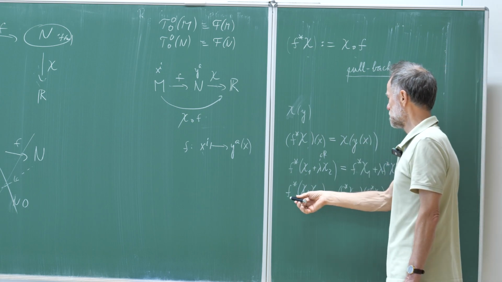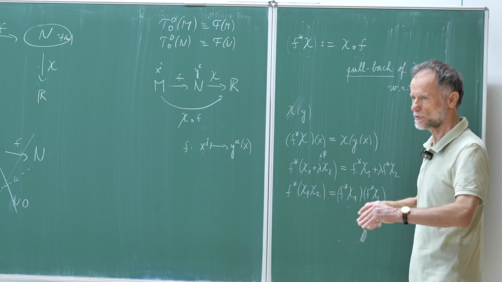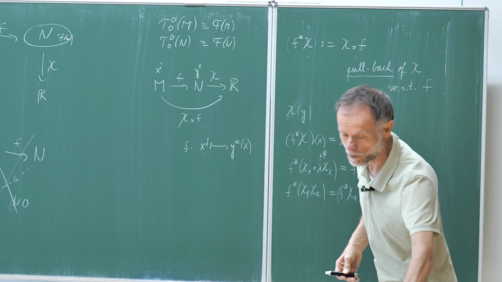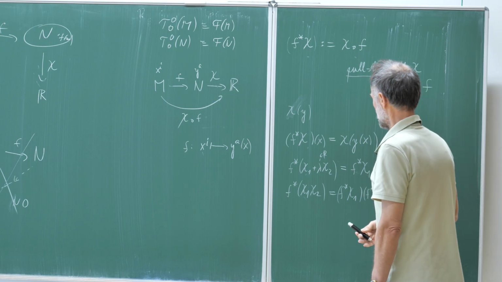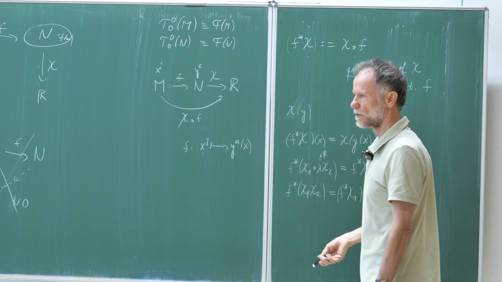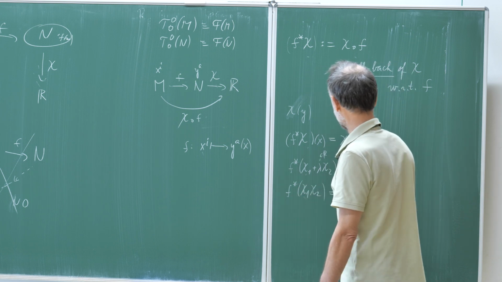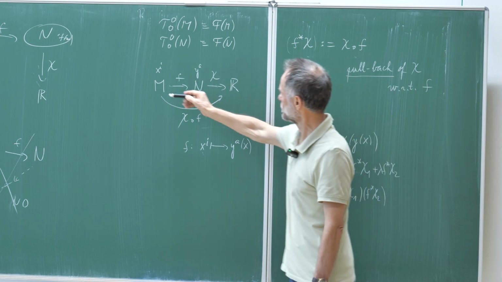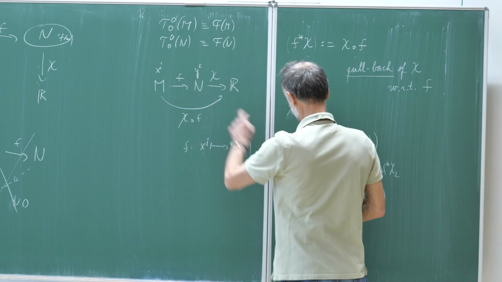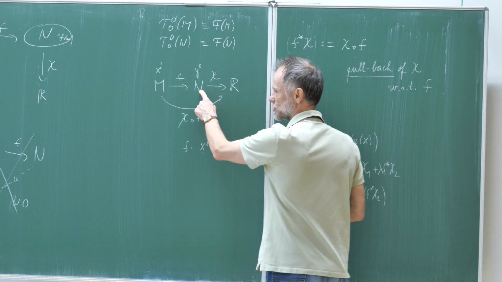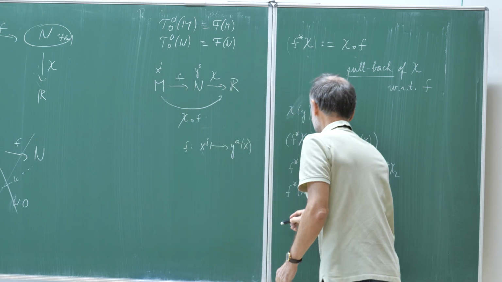So if we do the pullback of a product of two functions, it is the product of pullbacks. So these two operations commute. How to prove it? Simply compute it on some argument. The argument for both sides is some point in N, because chi1, chi2 are functions here. Their product is still a function here on N, but their pullback is a function on M.